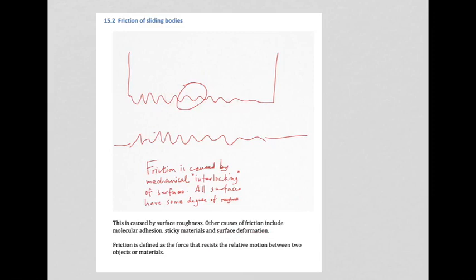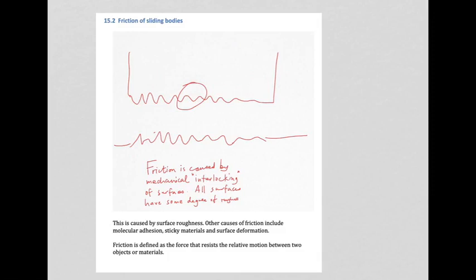The definition of friction is the force that resists the relative motion between two objects or materials. Of importance at this point is to understand that the direction of the force resists the motion. So if the motion is from left to right, as in this example, and let's make that the floor, which is static, let's make this the block, and let's assume that the block is being pushed from left to right. The force it experiences as a result of the friction is opposing the motion, so it would be from right to left.